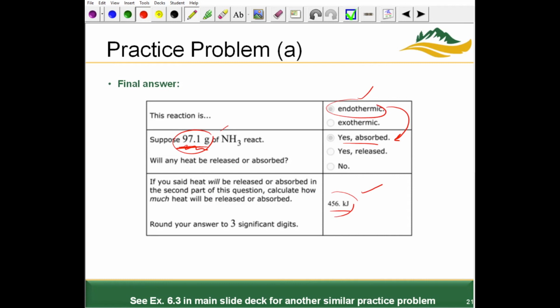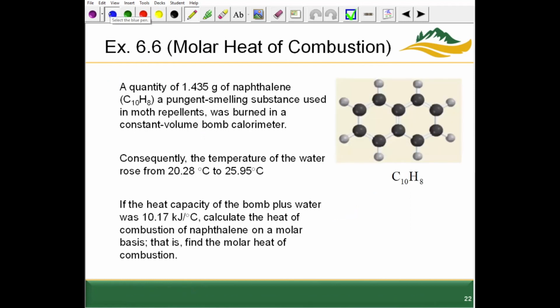There is a similar practice problem in the main slide deck, so example 6.3, and in your textbook. So it should be the same example in your textbook and in the slides. Again, if you have any questions about any of these problems or the ones in the main slide deck, definitely let me know. I do want to do one more practice problem together, so let's do 6.6. We'll do this one together and one more.